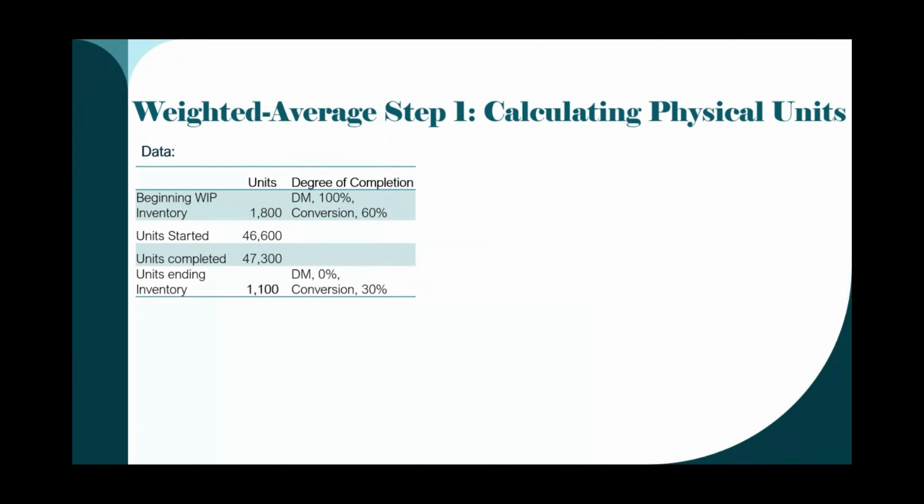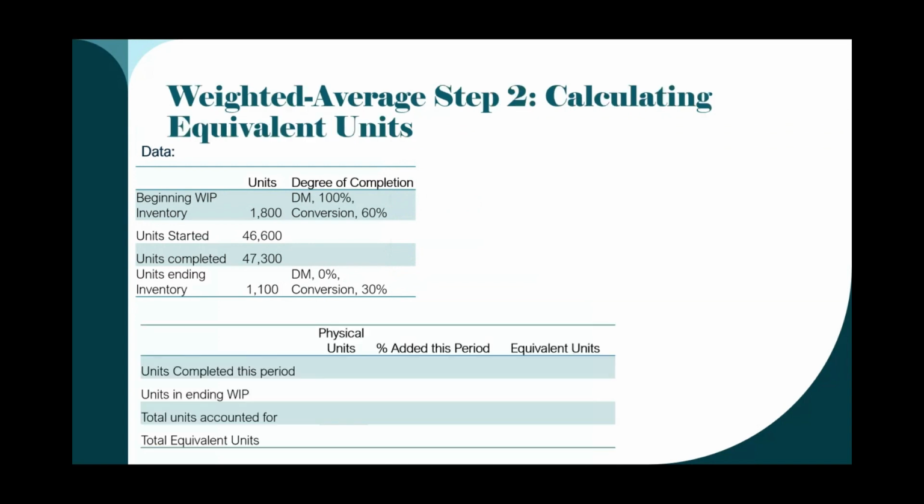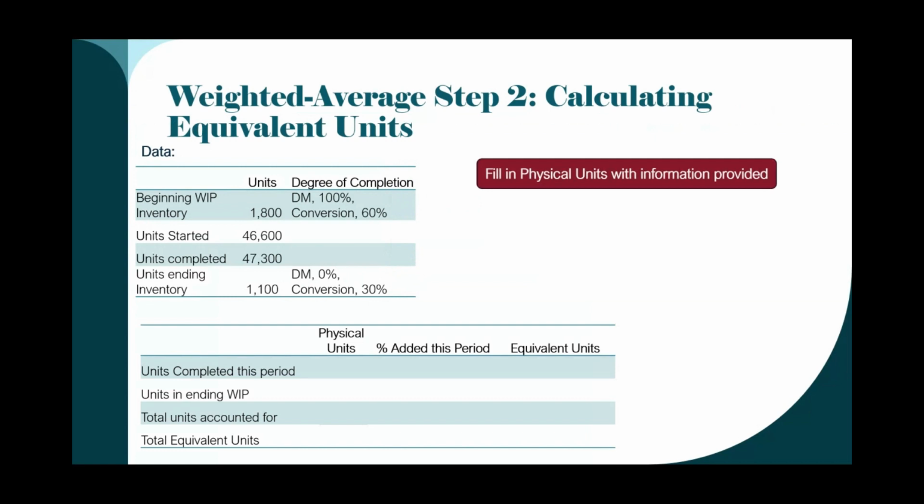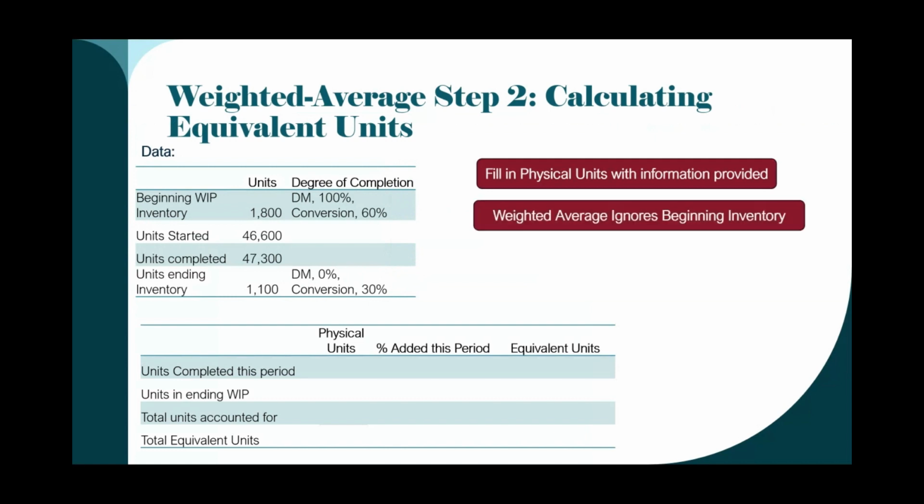Now we have the complete information we need on our physical units, so now we can start calculating our equivalent units. So again, we're going to look at our table and fill in the physical unit information that we need. Now, as I said, weighted average method is not concerned with our beginning inventory, so we do not need any of this information when doing our weighted average calculations. What we do need to know is our units completed and our units in ending work in process. So we can add those to our tables. And now we see that our total units to be accounted for is 48,400.